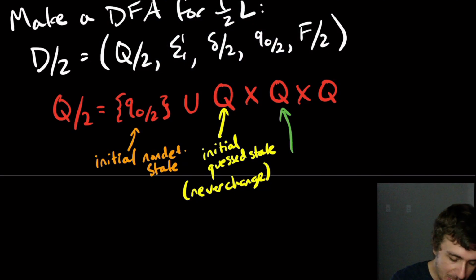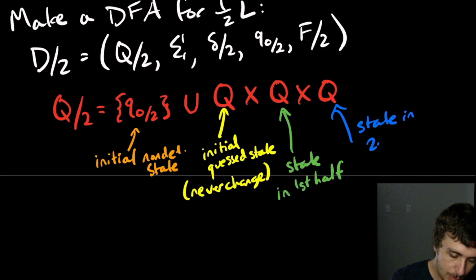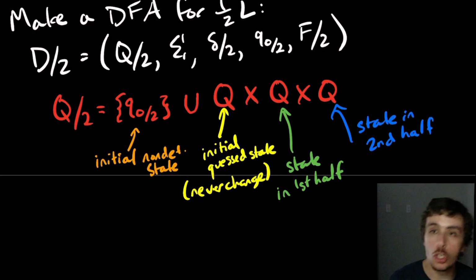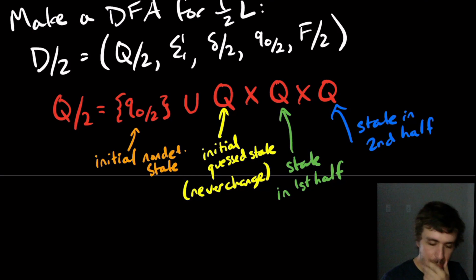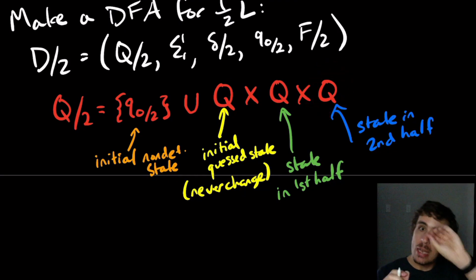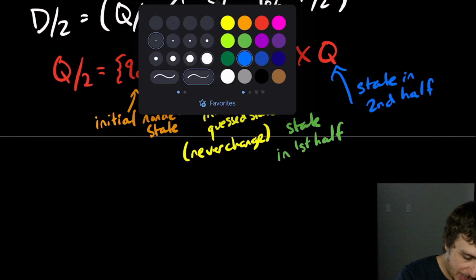This one right here is the state that we are in during the first half. And we want this one over here to be the state in the second half of the computation of the original DFA. What we're going to try to do is make it so that the state in the first half, when we're done, is exactly the same as this one, whatever was picked here. And this one had better end up, at the exact same time, in some final state in the original DFA. So let's write that down then.